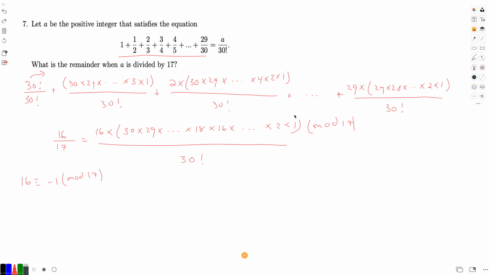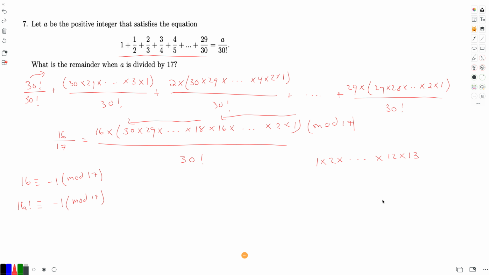Then we can group the first part as 16 factorial, which by Wilson's theorem is -1 mod 17. Wilson's theorem just states that for any prime, the prime minus 1 factorial is congruent to -1 mod the prime. Now we can pick up over here. We have 18, which is 1 mod 17, 19, which is 2 mod 17, and all the way until 29, which is 12 mod 17, and 30, which is 13 mod 17.